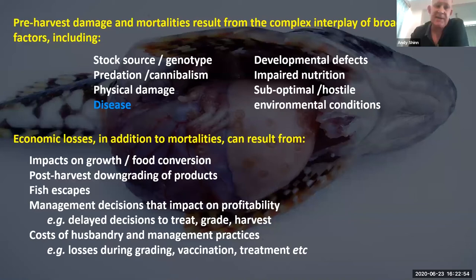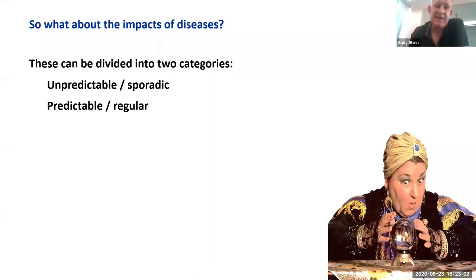So what about the impacts of diseases? Well, I think there are two main categories that we can think about. There are, of course, the unpredictable, those sporadic events that we just cannot plan for. They just pop up, they occur, they can't be planned for. And then we also have the predictable, regular challenges that we face from disease.